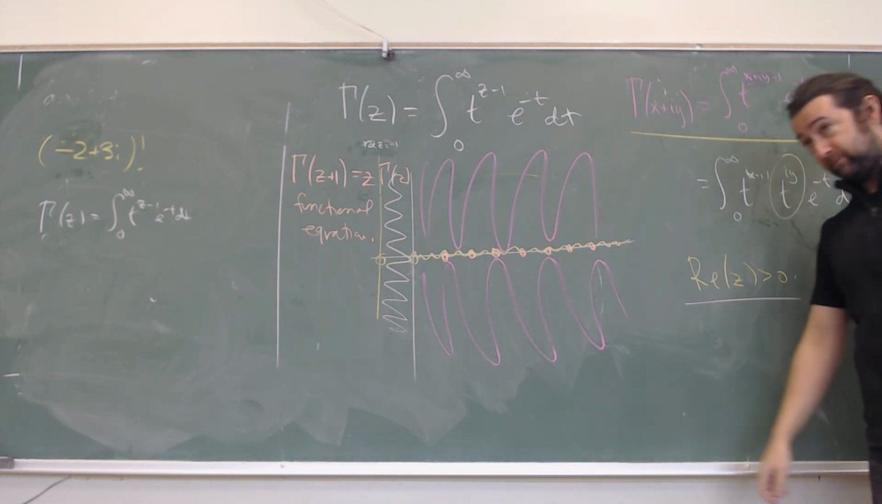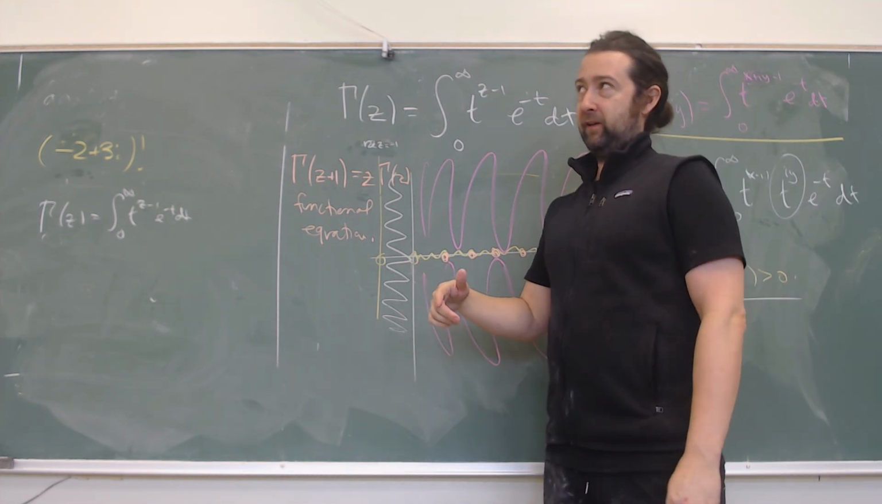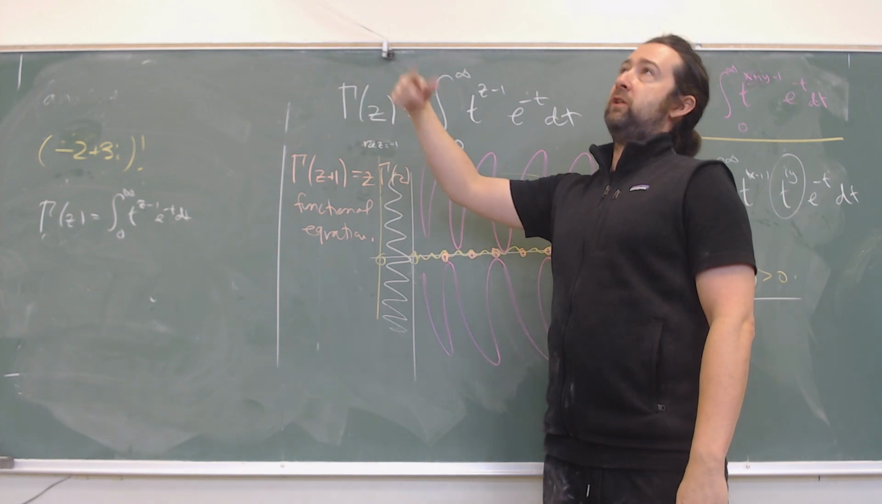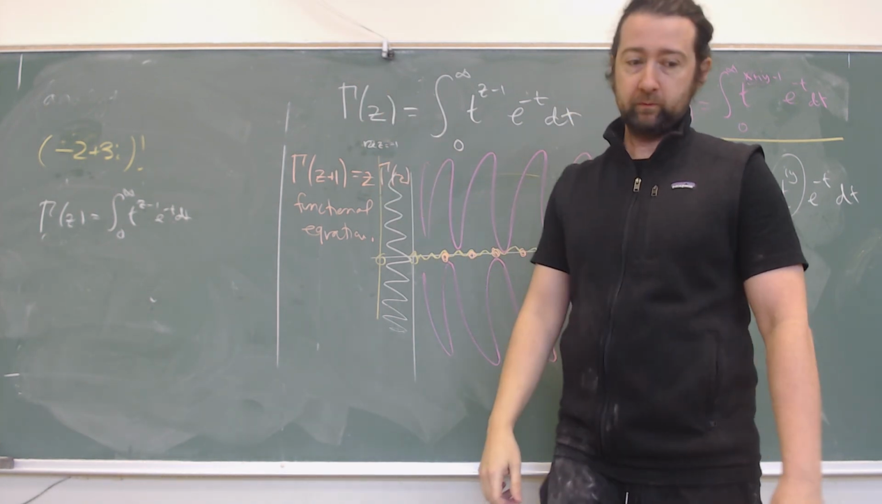Yep. What does meromorphic mean? Meromorphic means that a meromorphic function is a function that has poles instead of essential singularities. Okay.